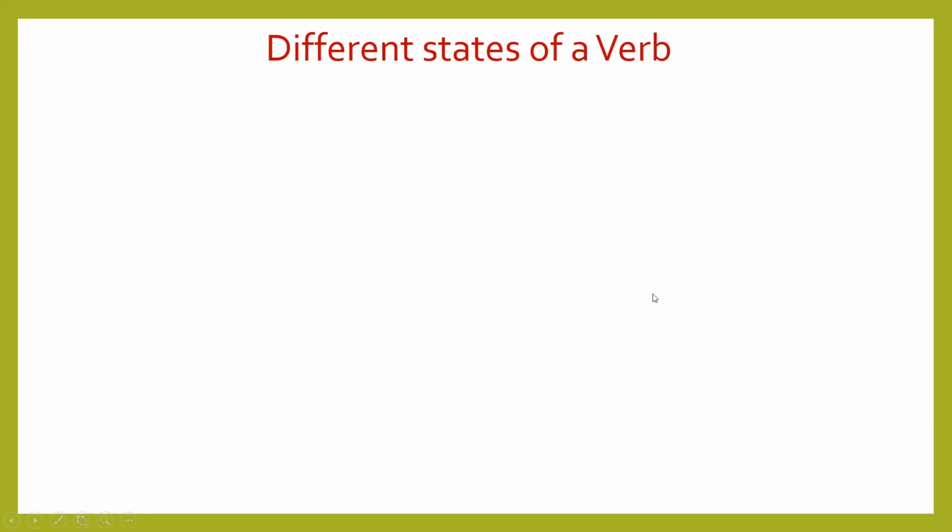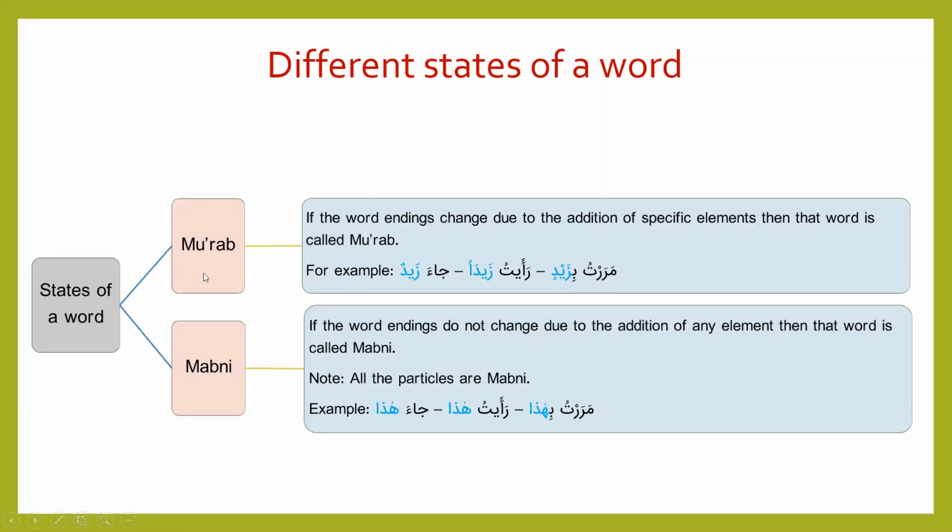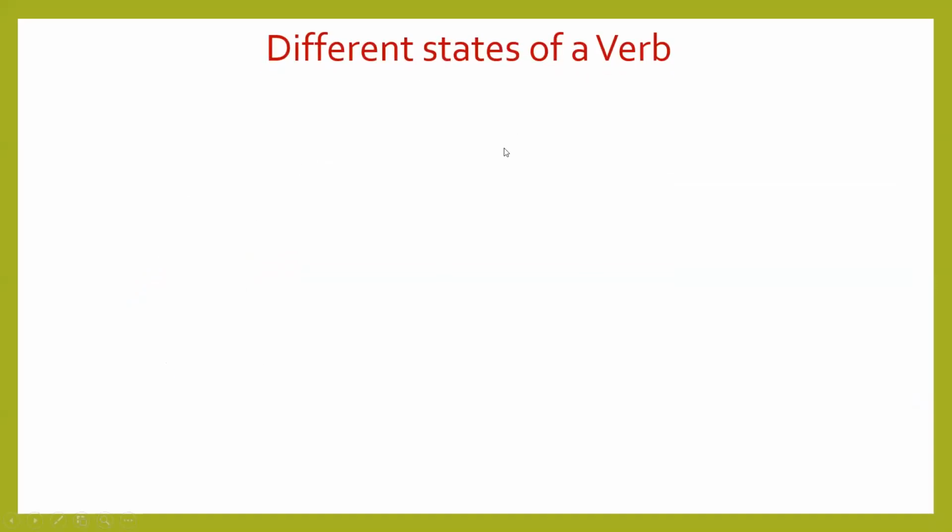Okay, let's continue. Different states of verb. My discussion is not about the ism currently; I'm going to discuss the verb only. Remember, there are three types of words: noun, verb, and particles. Particles are easy, they are all mabni. Tonight we are not going to discuss ism, we are going to discuss verb. A verb can be mu'rab and a verb can be mabni.